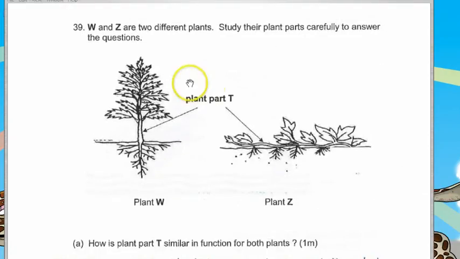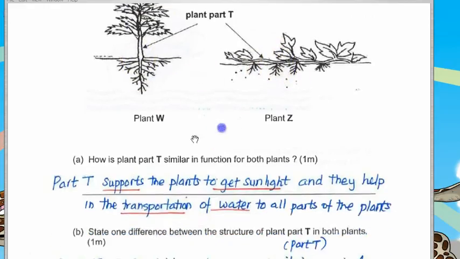W and Z are two different plants. Study the plants carefully to answer questions. This plant is probably strong, has a strong stem, and this one has a weak stem. That's why it's going down this way. And of course, the stem is growing nearer to the ground, and this is going upwards. All right. Now, how would this part T? They're referring to the stem.